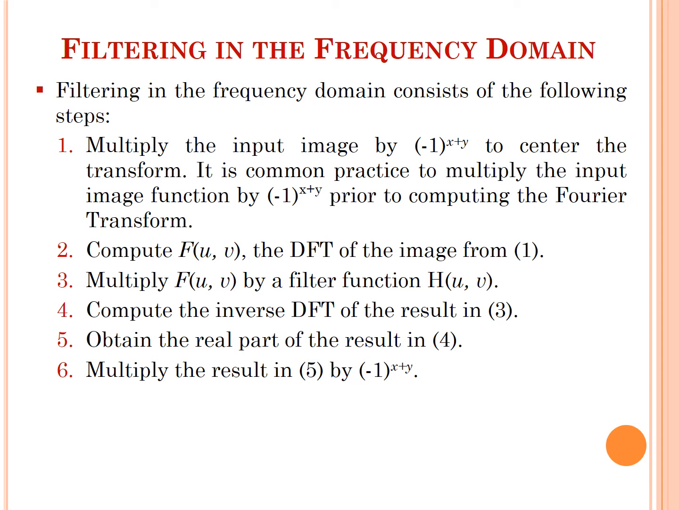Number 2: compute F(u,v), the discrete Fourier transform of the image from step 1. Number 3: multiply F(u,v) by a filter function H(u,v). Number 4: compute the inverse DFT of the result in step 3. Number 5: obtain the real part of the result in step 4. And the last, number 6: multiply the result in step 5 by (-1)^(x+y).